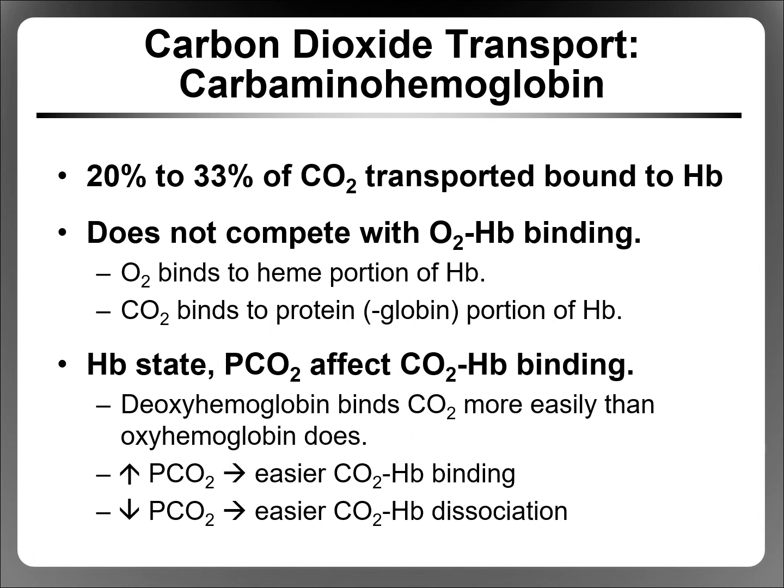The hemoglobin state and the pressure of CO2 are going to have an interaction with CO2's affinity for hemoglobin binding. So deoxyhemoglobin binds CO2 more easily than oxyhemoglobin does. So hemoglobin that doesn't have oxygen already attached to it wants to pick up CO2. That means as the pressure of CO2 increases, it's easier for CO2 and hemoglobin to bind together. And when the pressure of CO2 decreases, it's easier for CO2 and hemoglobin to break apart.